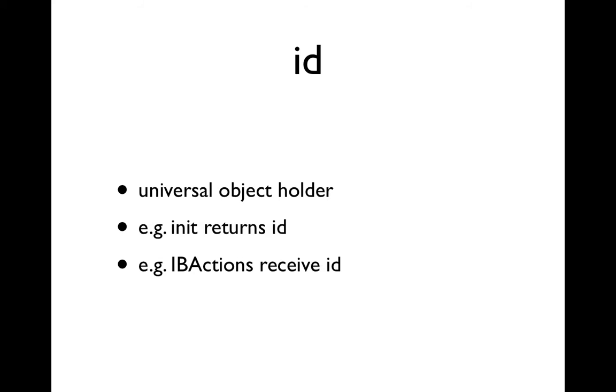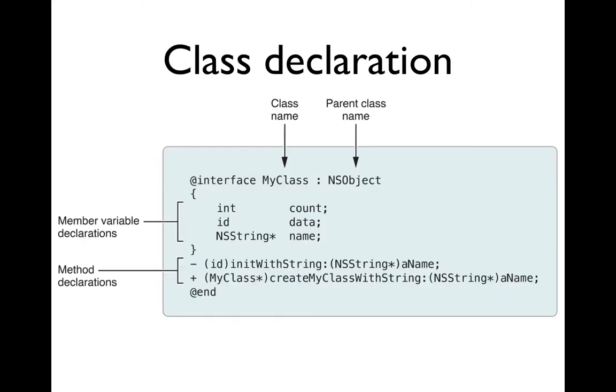Again, the IBAction can be changed, and at some point it's getting an action from a button, and next thing you know it's getting an action from a table. So id works for a button, a table, or any other object. So it's a universal object holder.